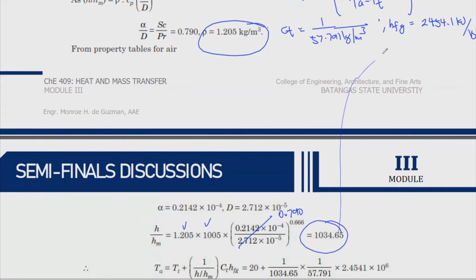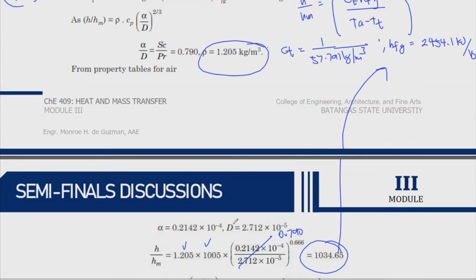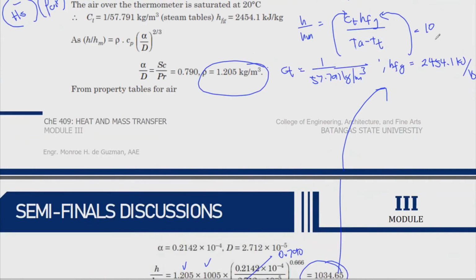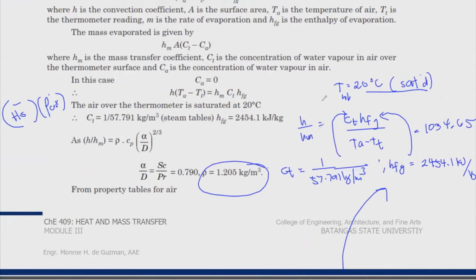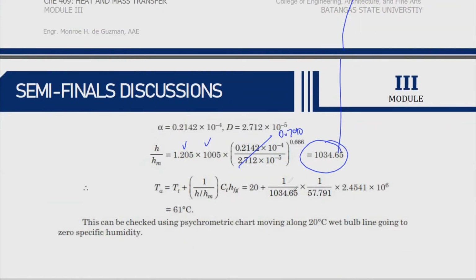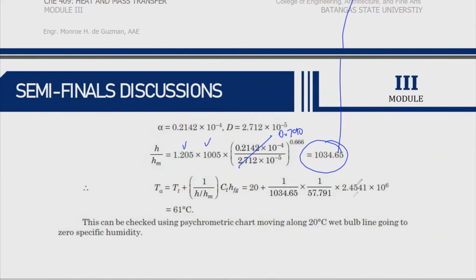Now, plugging this value in with all of these, you can solve for the TA. So you have h over h sub m equated to this expression, which is around 1034.65. If you equate this value, you obtain this expression: 20 plus 1 over 1034, multiplied with CT and the enthalpy of evaporation. With this, we have 61 degrees Celsius.